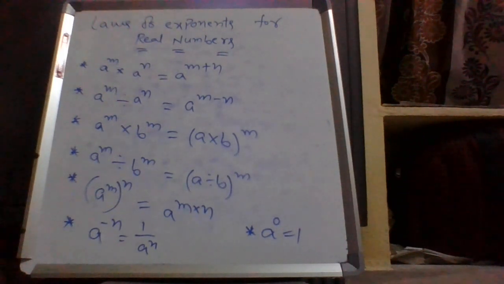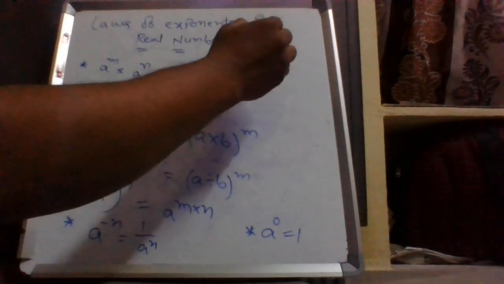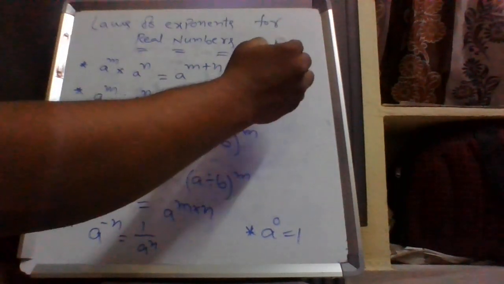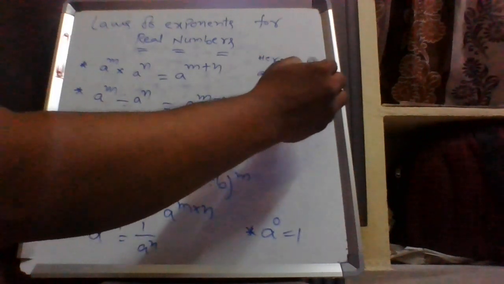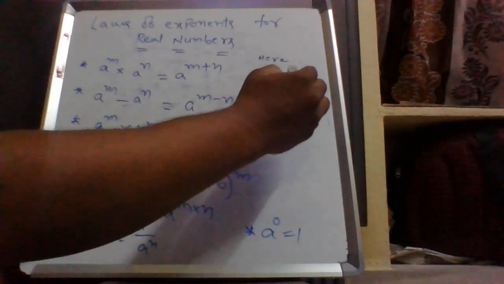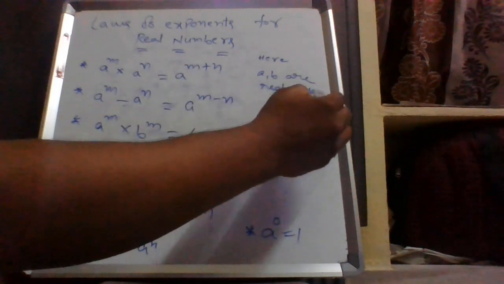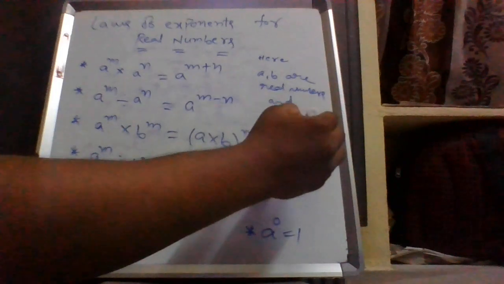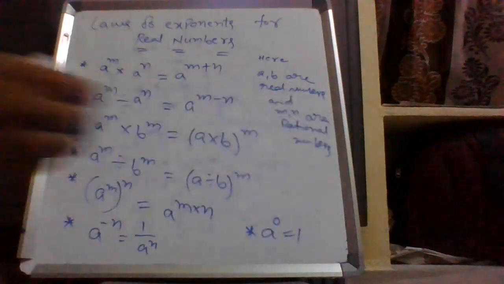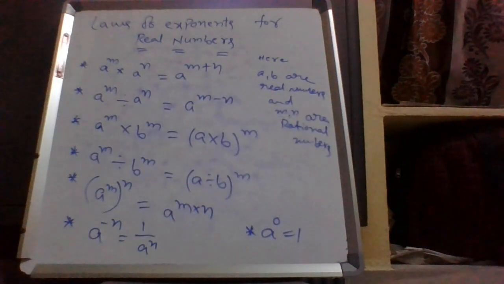Here a comma b are real numbers and m comma n are rational numbers. These are the laws of exponents.